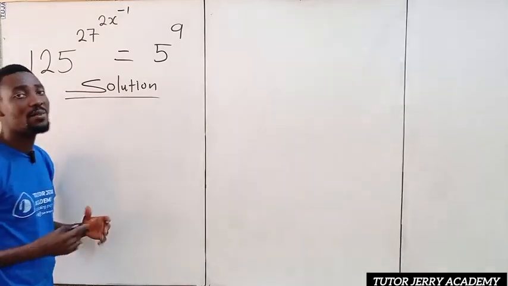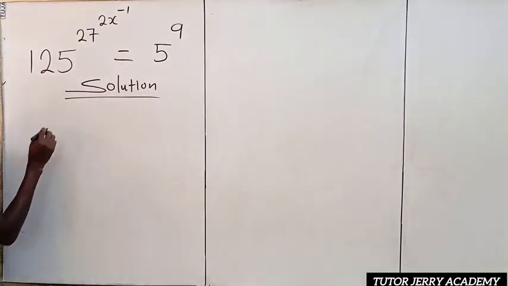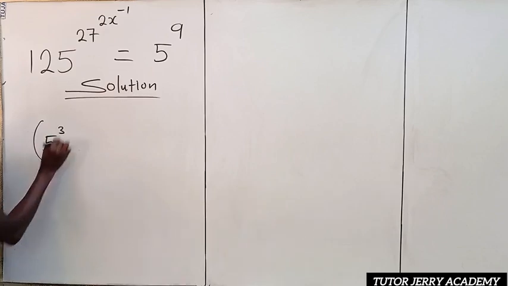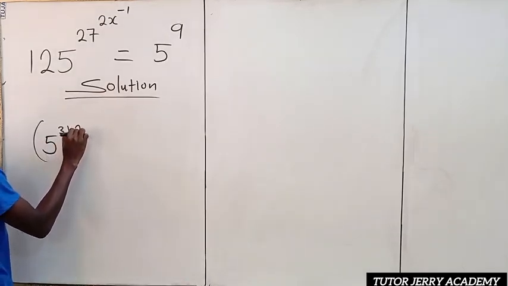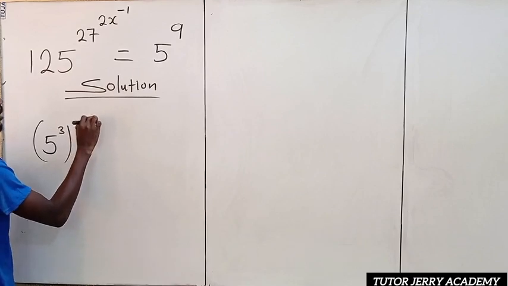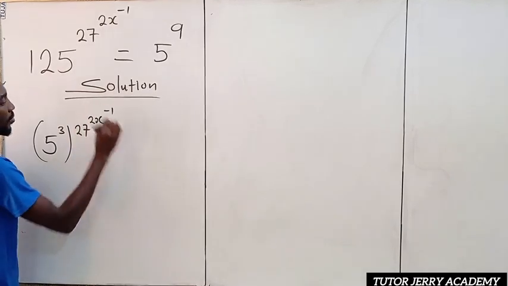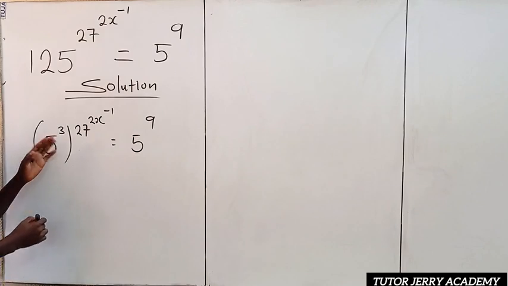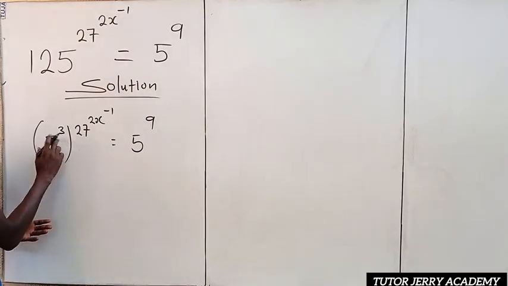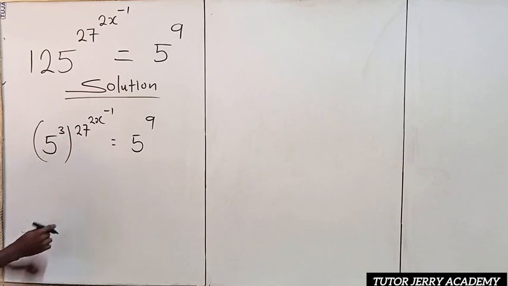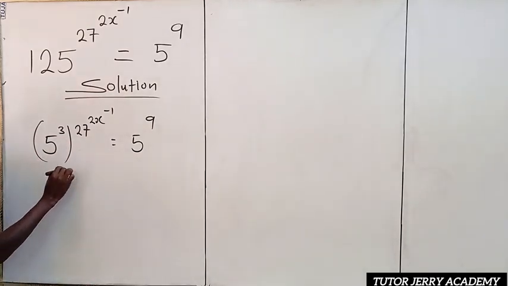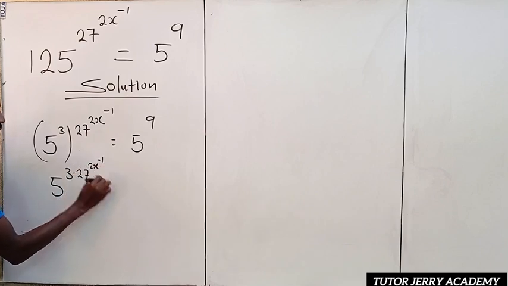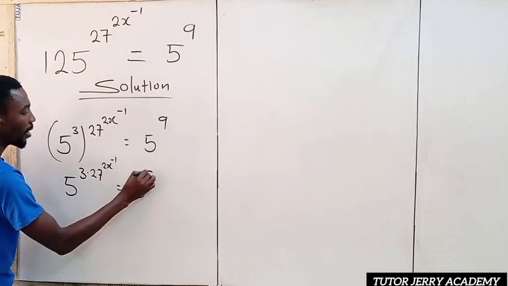And you agree with me that we can write 125 in the form of 5 to the power of 3. So if we write it this way, this one is going to be 27 to the power of 2x to the power of negative 1 to be equal to 5 to the power of 9. Now you can see that in indices, power will multiply power. So 3 will multiply what we have here. So we are going to have 5 to the power of 3 multiplied by 27 to the power of 2x to the power of negative 1 equals 5 to the power of 9.